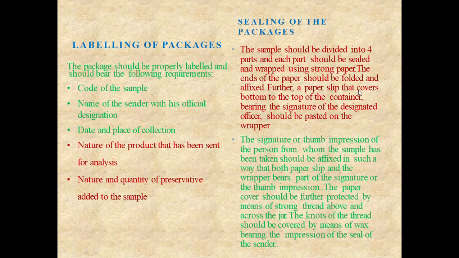Further, a paper slip that covers the container from bottom to top, bearing the signature of the designated officer, should be pasted on the wrapper. The signature or thumb impression of the person from whom the sample has been taken should be affixed in such a way that both the paper slip and the wrapper bear part of the signature or thumb impression. The paper cover should be further protected by strong thread across the jar. The knot of the thread should be covered with wax bearing the impression of the sealer.